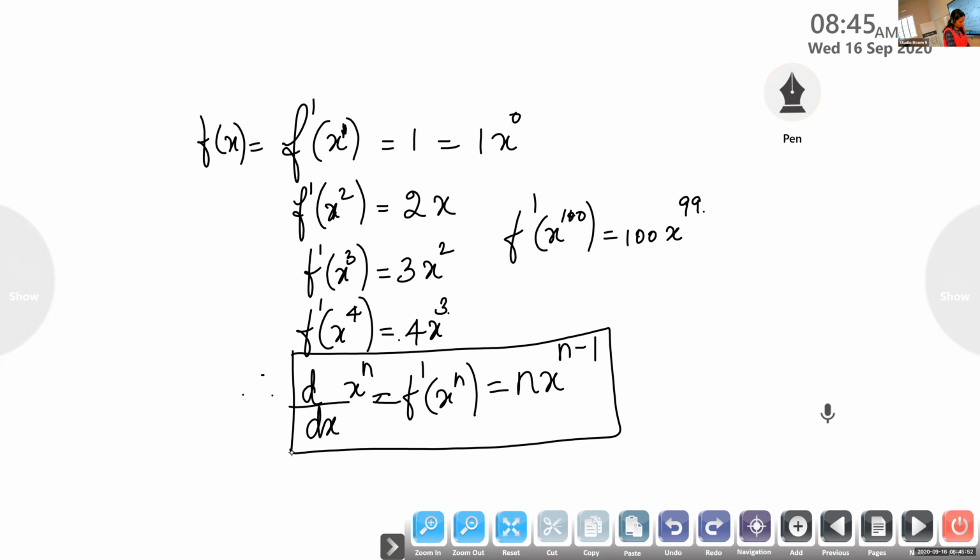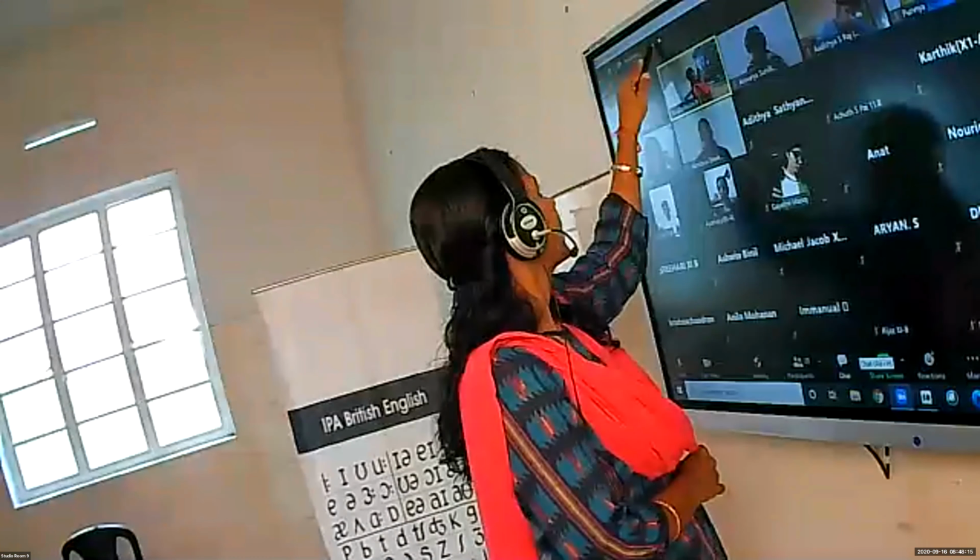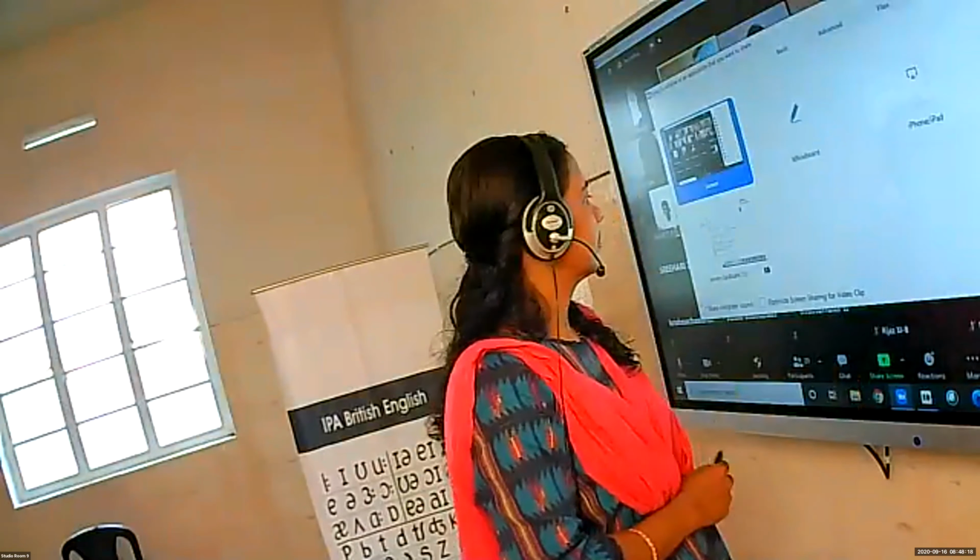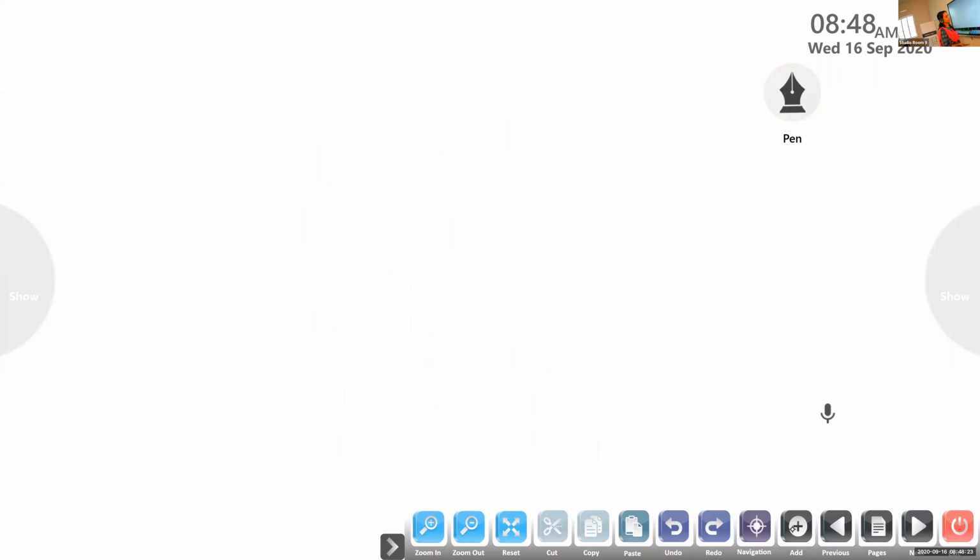Okay. The derivative of x raised to n is nx raised to n minus 1. You copied all these things? Okay. So what is the derivative of x raised to n? The derivative of x raised to n is nx raised to n minus 1.